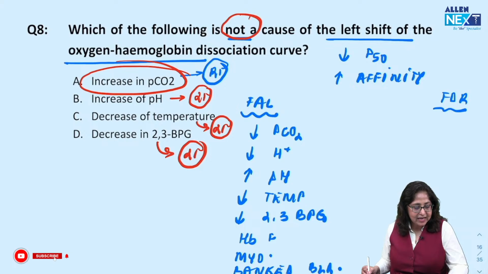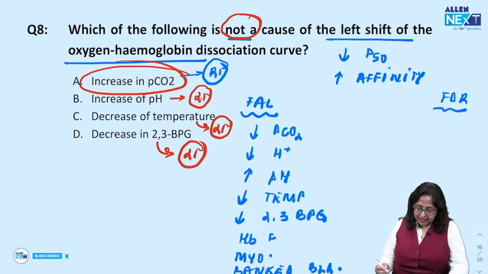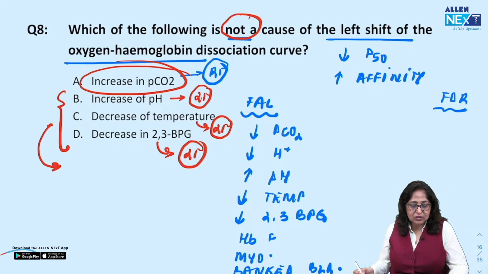Never give up says A, which is absolutely right. Yes, all the others, these three options will cause a left shift. Increase in PCO2 causes a right shift. Okay with that? Has everybody got it?